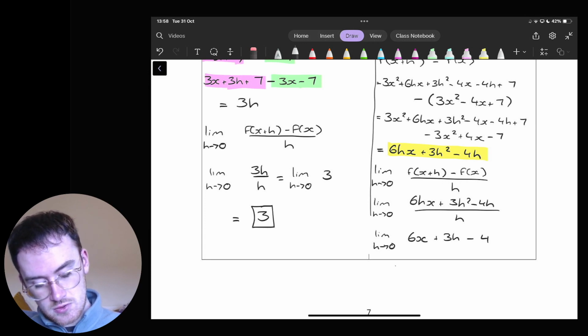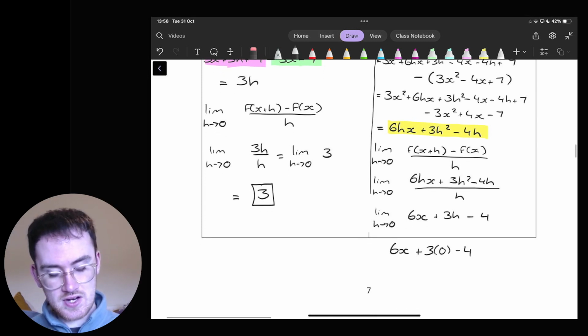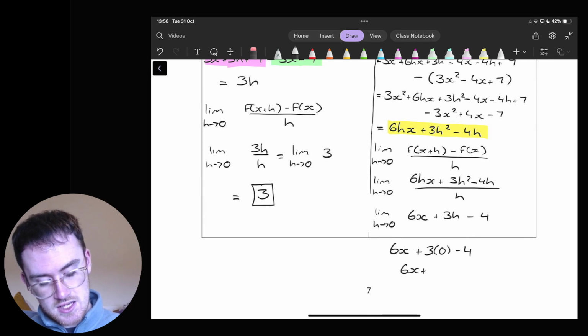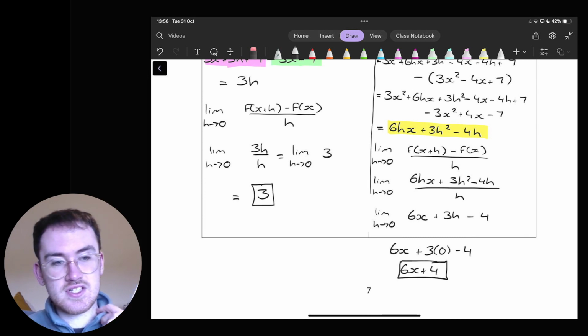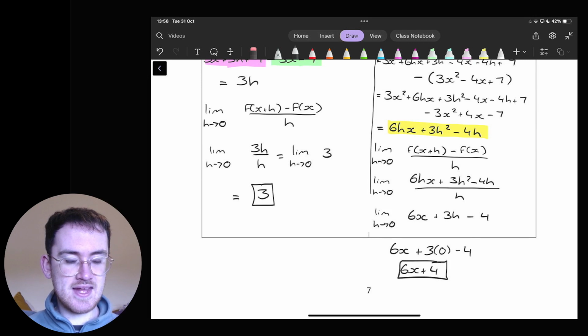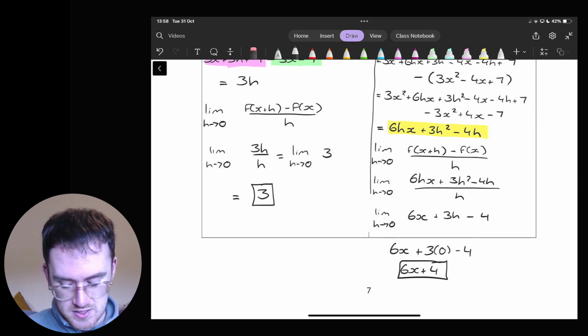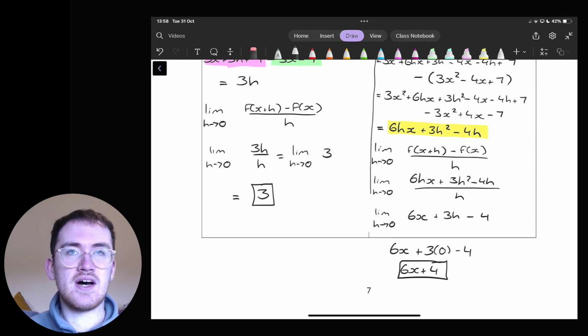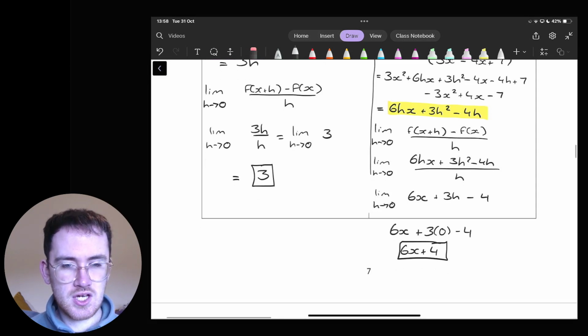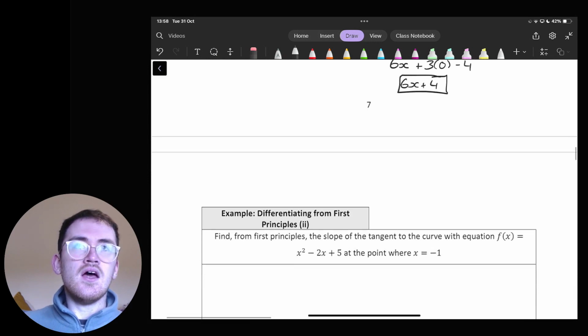I can then evaluate my limit, so 6x plus 3 times 0 minus 4, just subbing in 0 for h, and I get 6x minus 4 as my derivative. And we can see that the derivative there depends on what x is. So for different values of x, I would end up with a different value of my derivative. It's just watching out for those different parts.